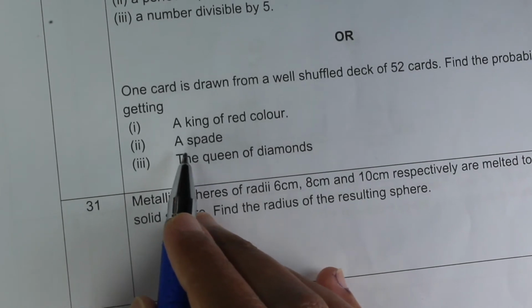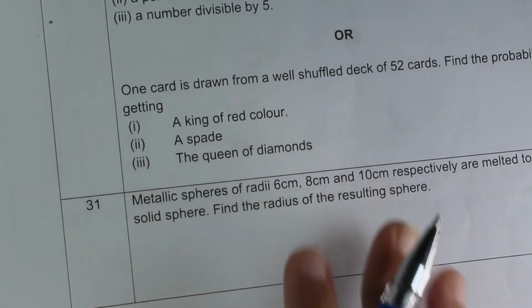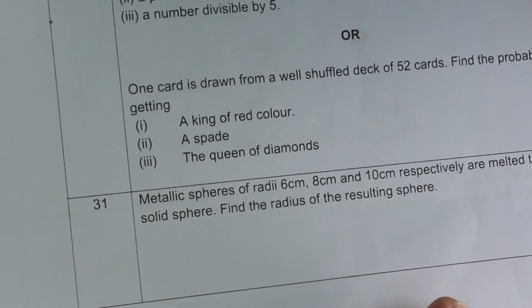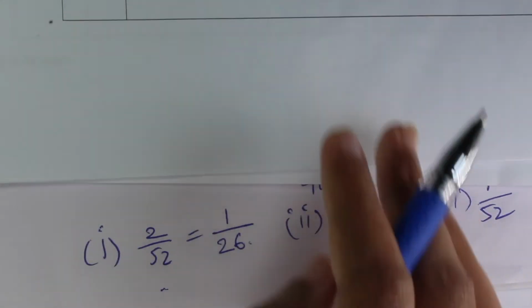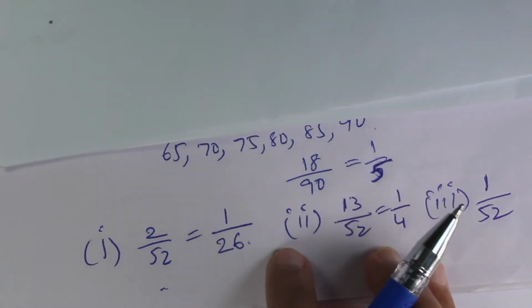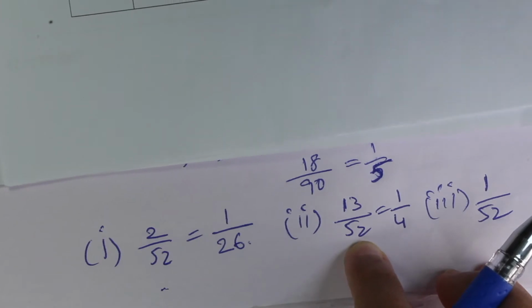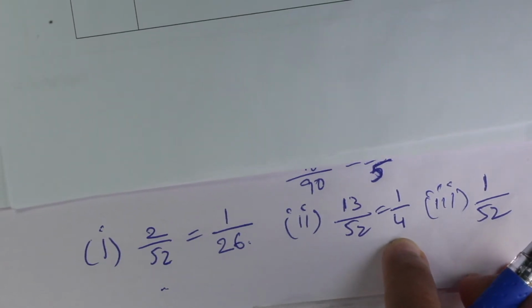Now what is the probability that a card drawn is a spade? So how many spades will be there in a shuffle of 52 cards? There will be 13 spades. So 13 divided by 52, that is equal to 1 by 4. The probability of drawing a spade is 1 by 4.